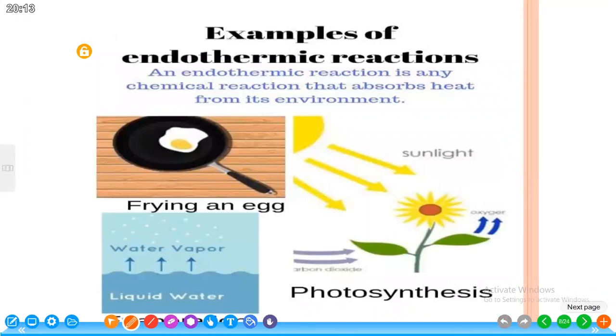And endothermic reactions, as I already said, absorb heat from the environment. Examples are frying an egg and liquid water evaporating, and next one is also photosynthesis.